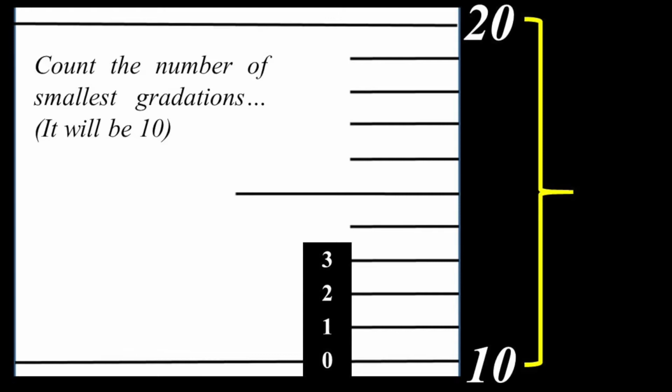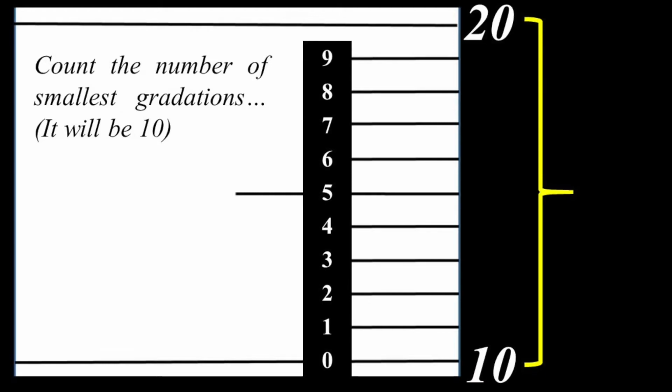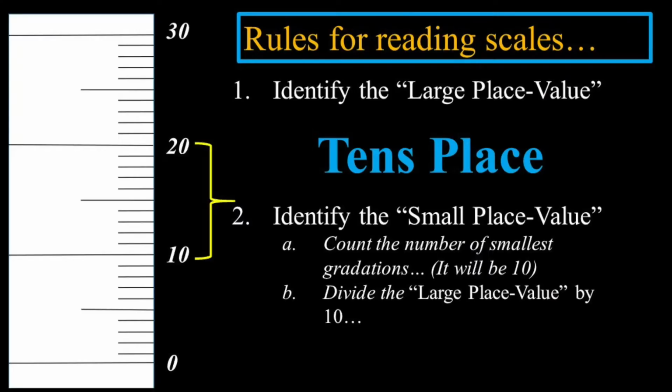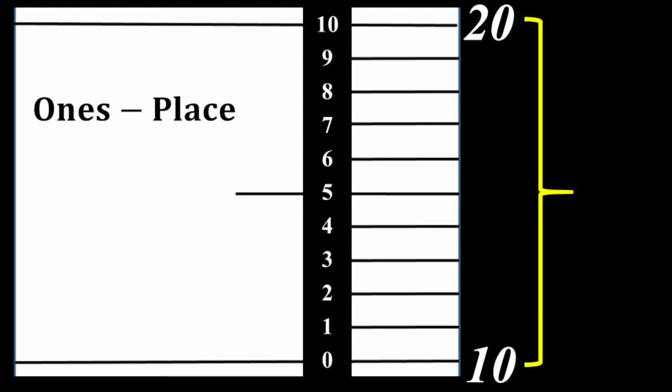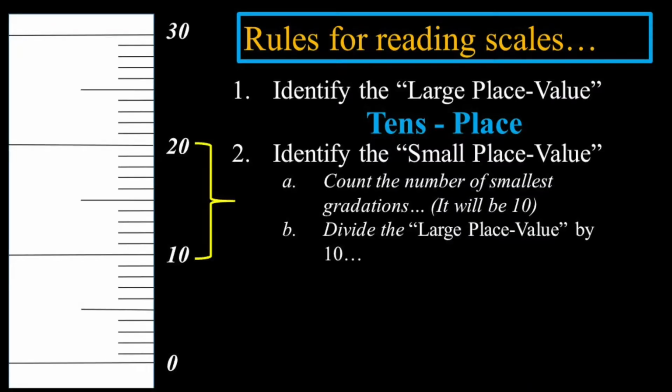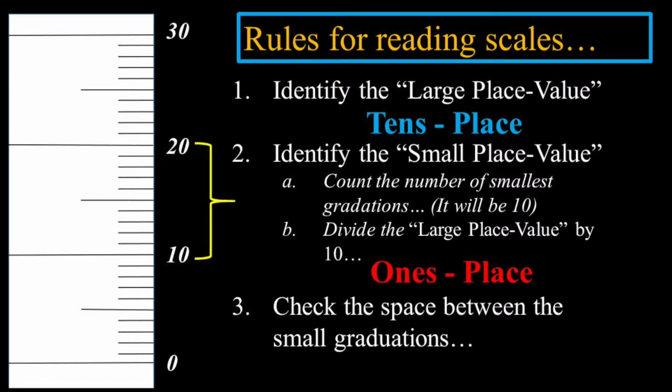Let's speed this up a little bit. You get the idea. So 5, 6, 7, 8, 9, 10. Okay, so pretty straightforward. 10 graduations. And then you want to divide the larger place value by the number of graduations. And the place value for the small graduation will be equal to ones. It's ones place. So tens divided by 10 is ones place. That's the next place value. So now we know that it's ones place. That's the small place value.